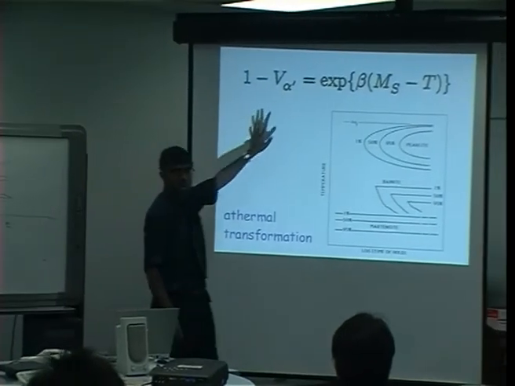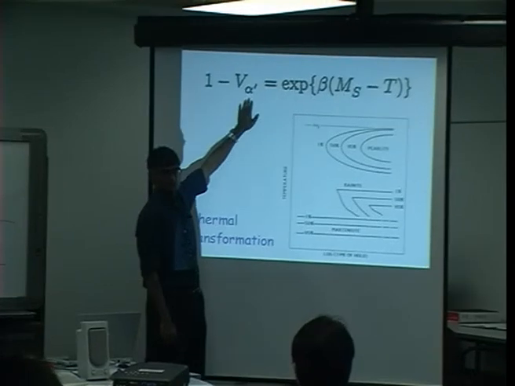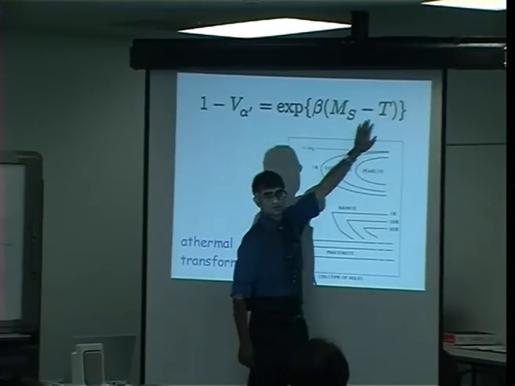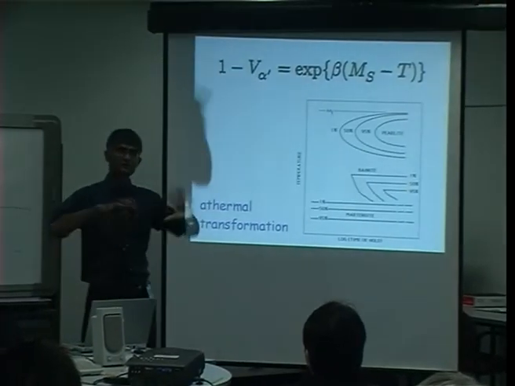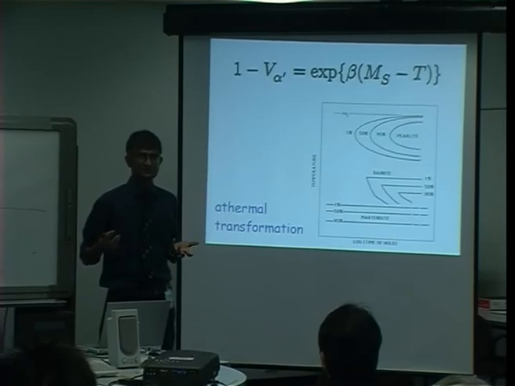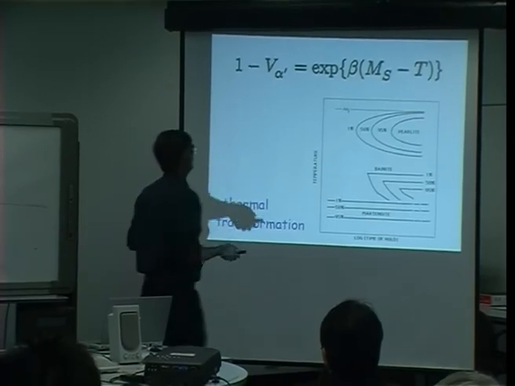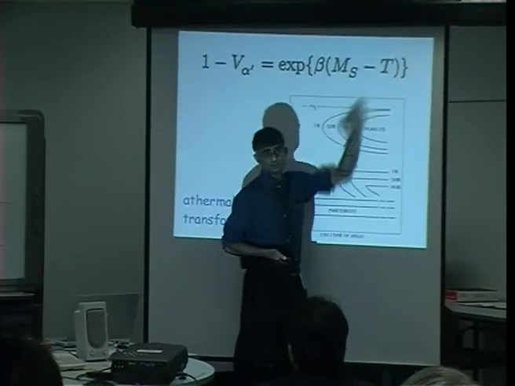So let me first of all just explain this equation. This is the volume fraction of martensite you produce as a function of undercooling below the martensite start temperature. And you have to define a martensite finish temperature as, say, only 5% of the parent phase is left. So if you set that as 95%, then you effectively get a martensite finish temperature.